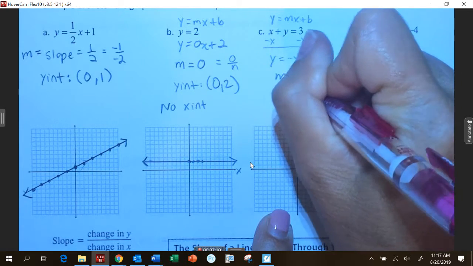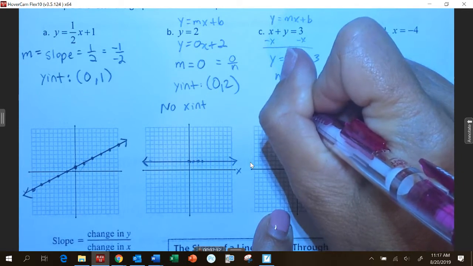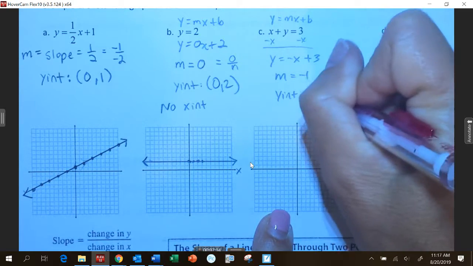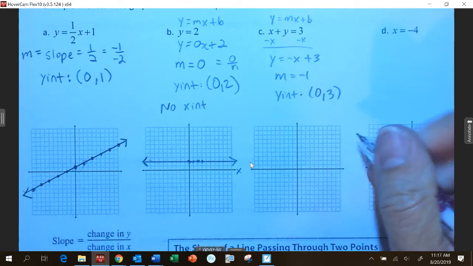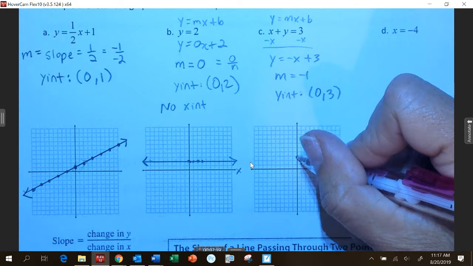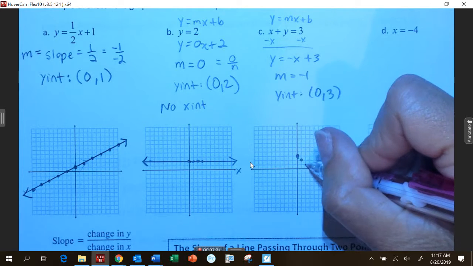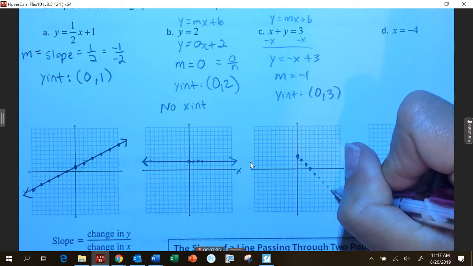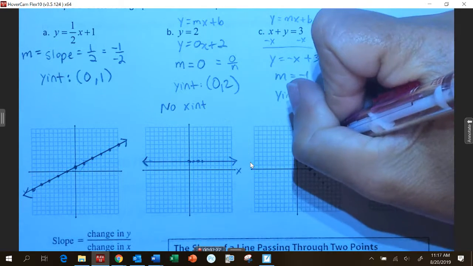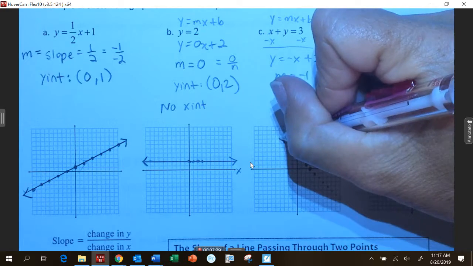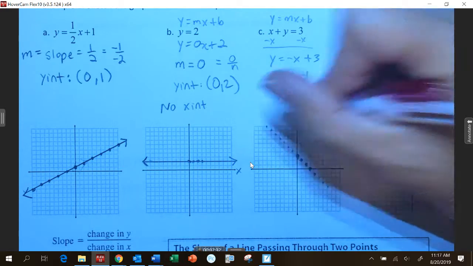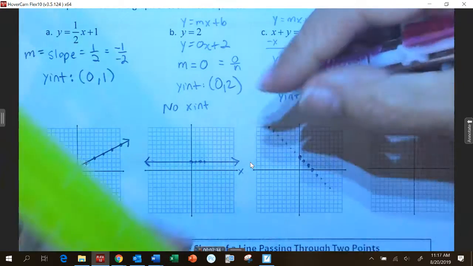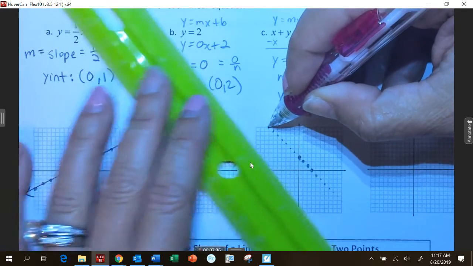So our slope is negative 1. Our y-intercept is at (0, 3). So we begin at 3, and then we go down 1 over 1. We move with our slope. You have a straight edge, so you really don't need to draw all these points. Doing it for fun. You have a straight edge. It's a line.